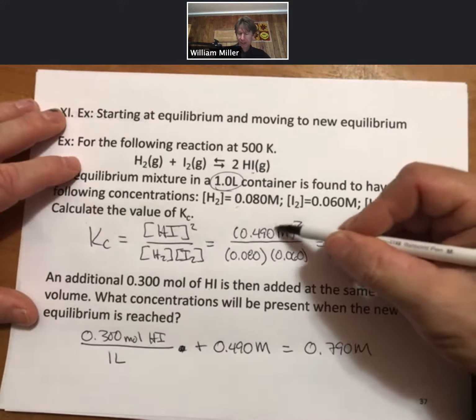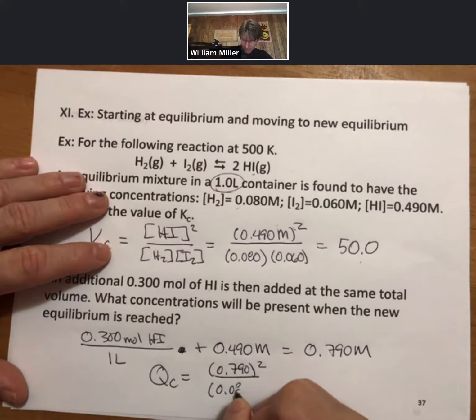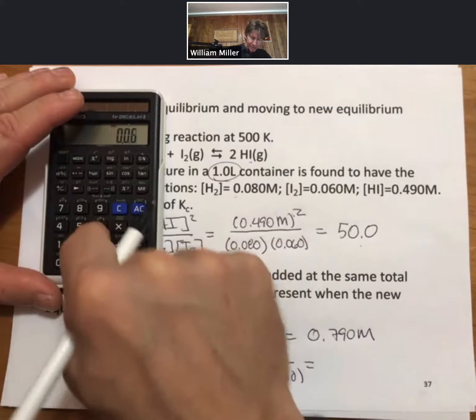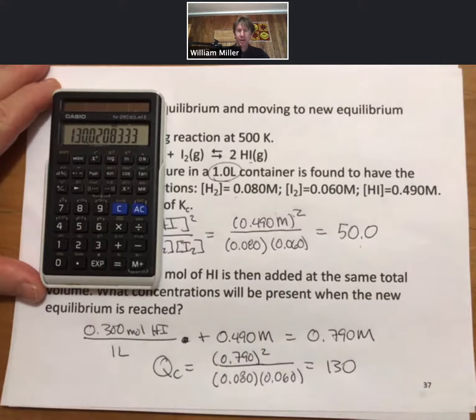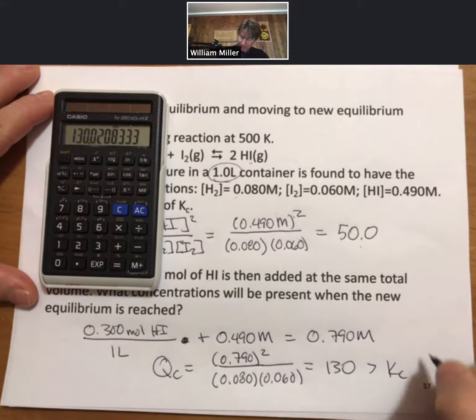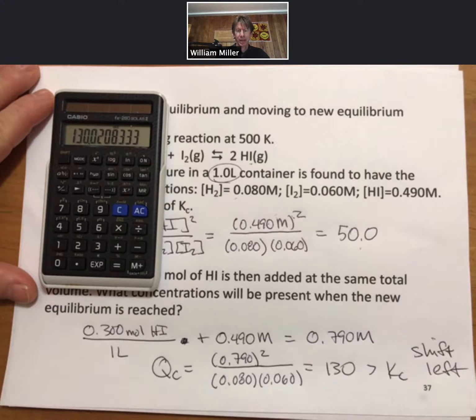And we can see that we've added product. That means that whenever we add that product, our Qc value will now be larger than Kc. And we'll just multiply that out to show you how this works. 0.79 squared divided by 0.08 divided by 0.06. Our Qc is now 130. That is greater than Kc. So shift left to get back to equilibrium.